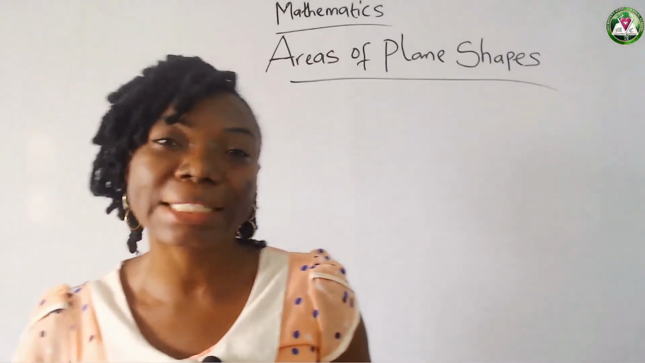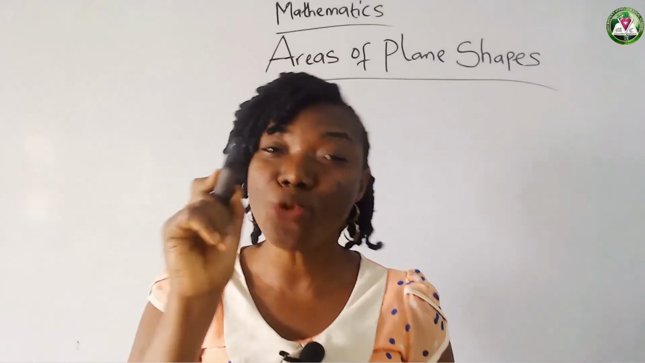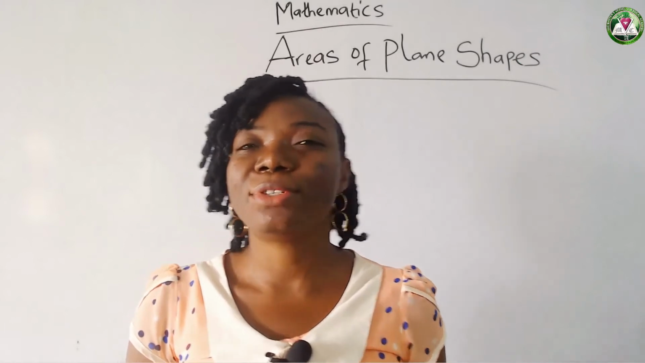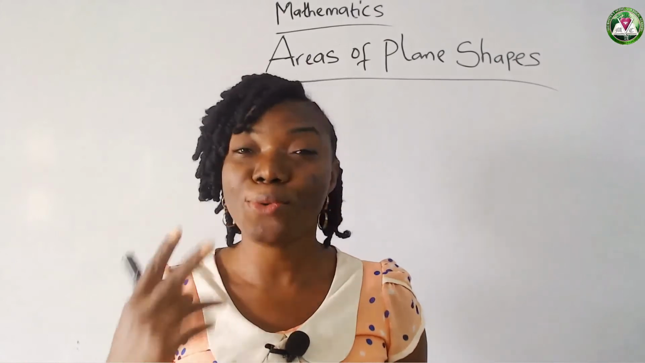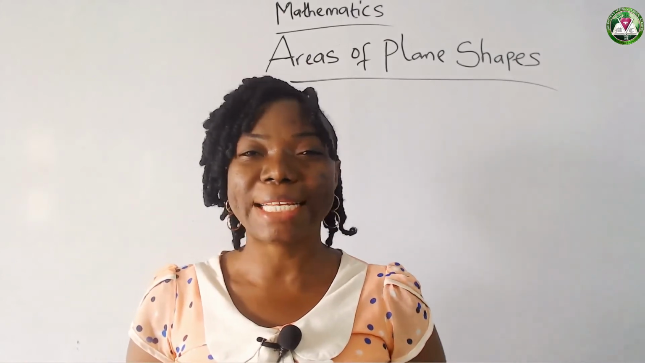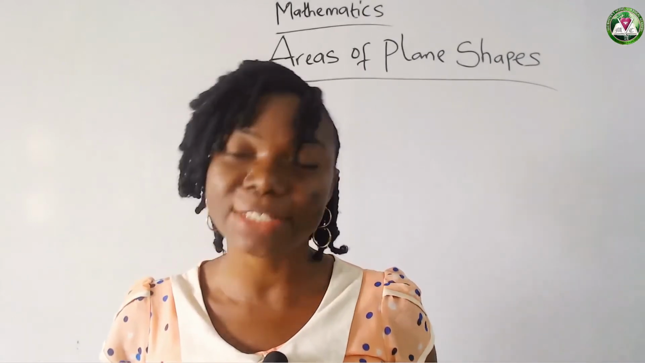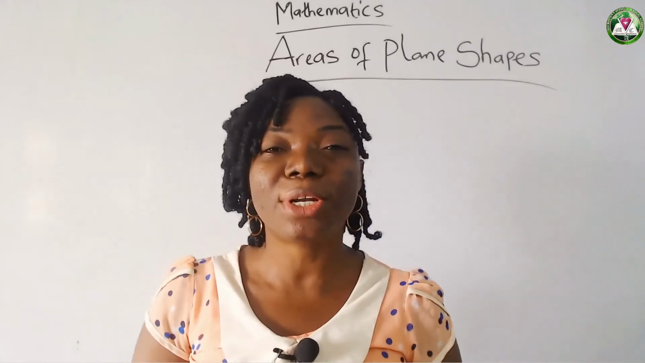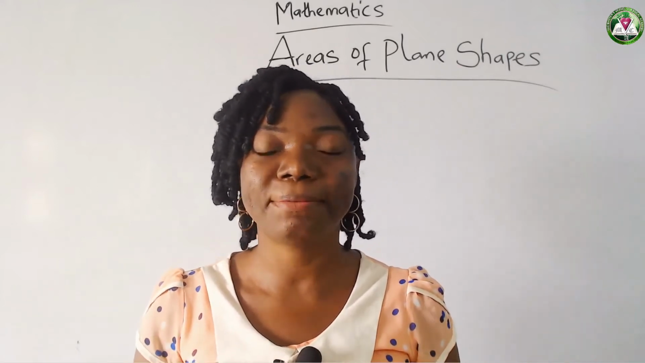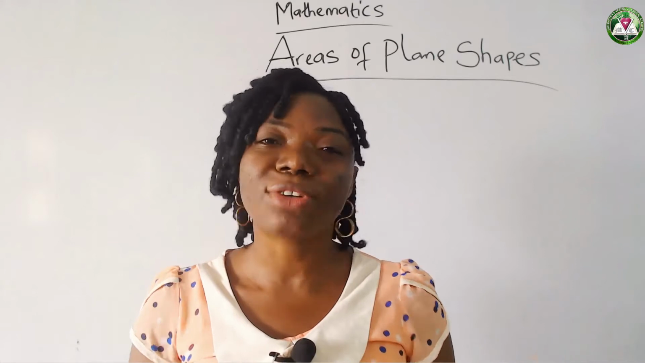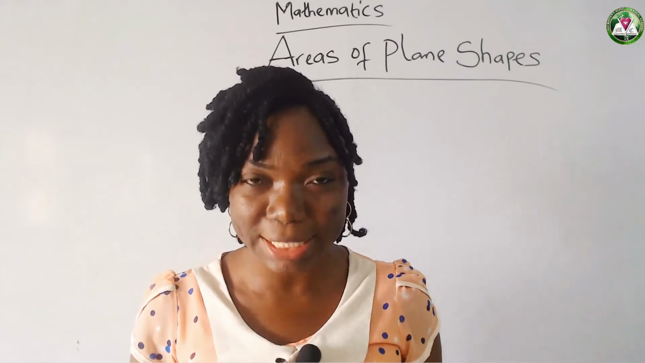It is expected that by the end of this lesson, 1, you should be able to define the term area. 2, you should be able to identify and solve problems on areas of plane shapes. Identification, I mean, you should be able to identify a plane shape called square, rectangles, triangles, and so on. Is that clear? Those are the objectives of this lesson.